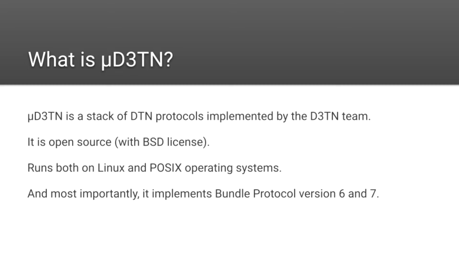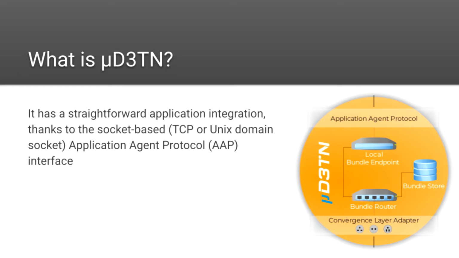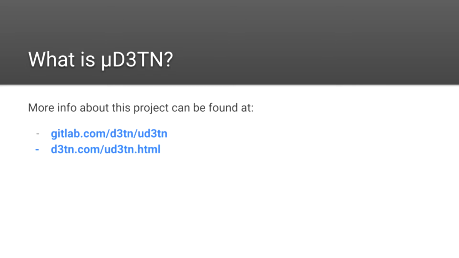So, what is micro D3TN? Micro D3TN is a stack of protocol implementations, which includes the implementation of the bundle protocol version 6 and 7, which are very important, since they are the ones used to send data in a D3TN. It also has an API that any application can connect to through socket connections, and this is what delayed tolerant Mongoose takes advantage of in order to send and receive network update messages.